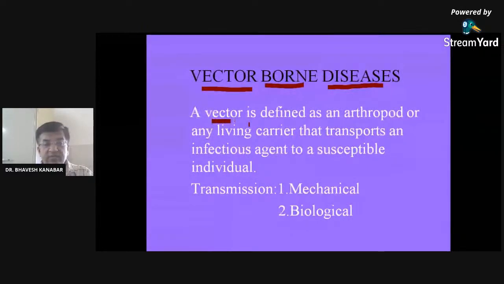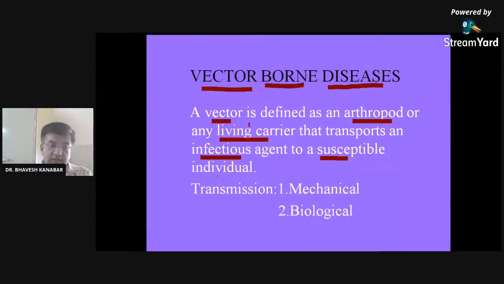A vector is defined as an arthropod, or any living carrier that transports an infectious agent to a susceptible individual. Or in simple words, a vector is any living organism which transmits infection from one organism to another. From one human being to another human being, that is a vector. So here the mosquito transmits malaria, dengue, chikungunya from one human being to another through mosquito bite. So this is called a vector, right?